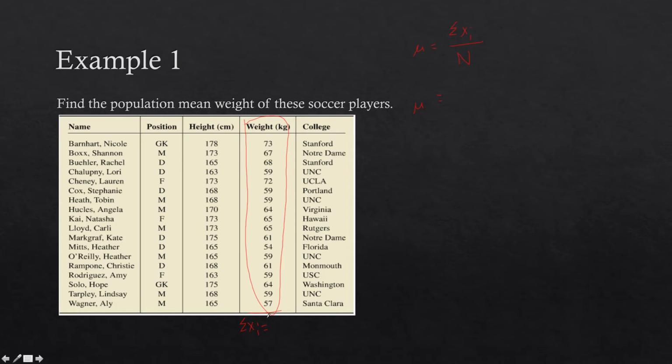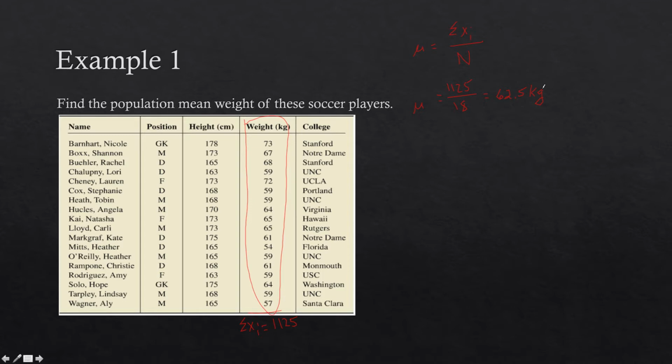If you punch that out in your calculator, go ahead and do that. I would pause the video and do it so that you can get practice doing that. But if you punch that in your calculator, you should get 1125. So the sum is 1125. How many data values do we have? Well, if you count all those up, there should be 18 values. So 1125 divided by 18 is 62.5 kilograms. This would be our population mean.